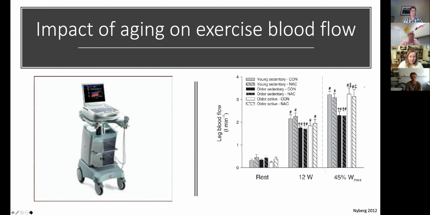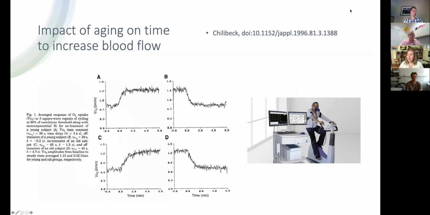The next one. Okay, so what is the impact of aging on time to increase blood flow? Another way to say that is, how long does it take them to reach steady state? In a study done by Chillibeck, they had different subjects perform VO2 tests. They exercised below their maximum, and there's a picture of that on the right.